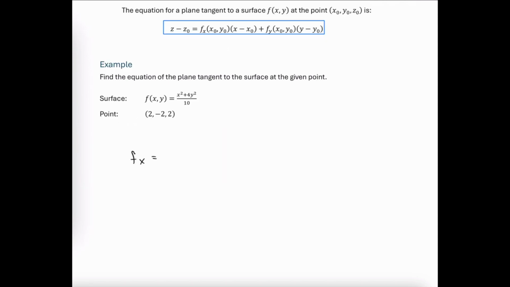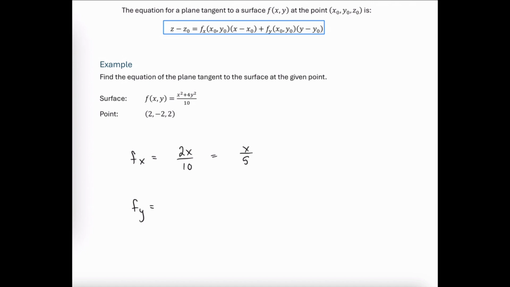So the first partial with respect to x is going to be holding the y value constant. And so our numerator is going to be 2x plus 0 because all of this is being held constant and the derivative of a constant is 0. And then we're dividing by 10 because that 1/10 is being treated as a constant multiple. So this then simplifies down to being x over 5.